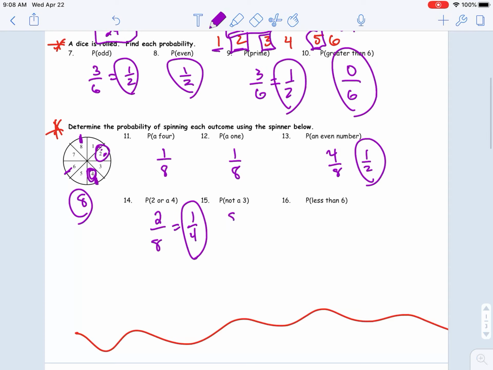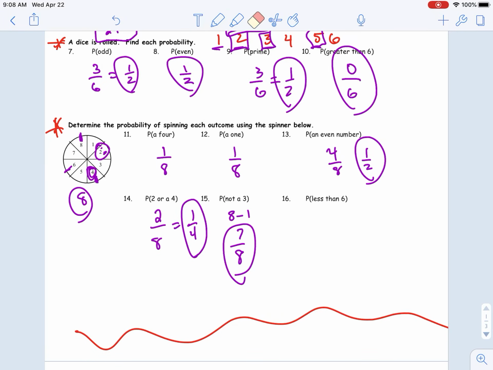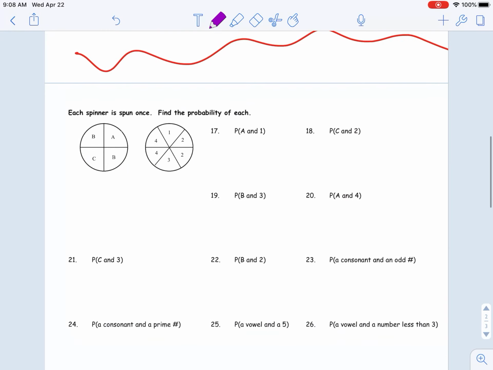Not a 3. So not, you take your 8 and you subtract: 8 total minus 3. There's 1 three, so 7 out of 8. Less than 6. This is interesting. Less than 6, so 6 doesn't count. 5, 4, 3, 2, 1. So 5 out of 8.